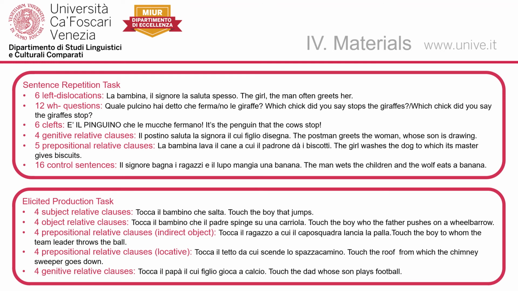We first tested our participants on the repetition of left dislocation sentences, WH questions, clefts, and oblique relative clauses, specifically genitive and prepositional relatives. One example of each type of sentence is provided in the slide. Then we elicited the production of subject and object relative clauses, indirect object relatives, prepositional and genitive relative clauses. One example of each type of sentence is provided in the slide.